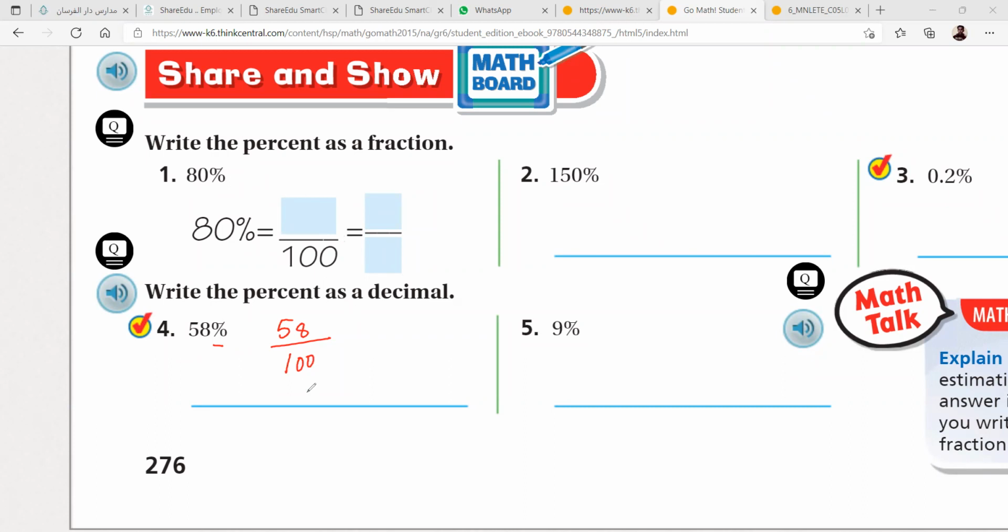Now, they asked me to write in a decimal point. This is a very simple question. Now, how many zeros do you see, Haifa, in the denominator? Two. See, in the denominator, how many zeros are there? There are 2 zeros in 100. So 1 and 2. 0.58 is your answer. Any questions?